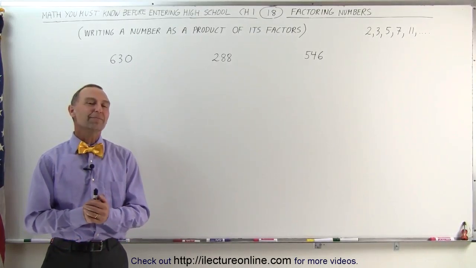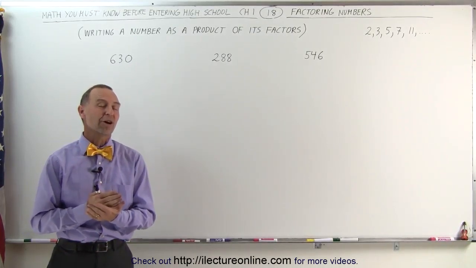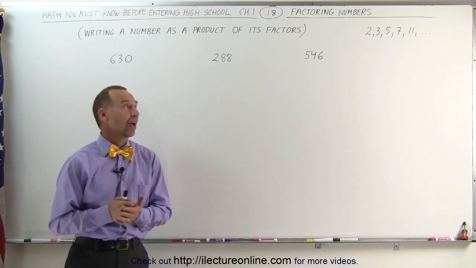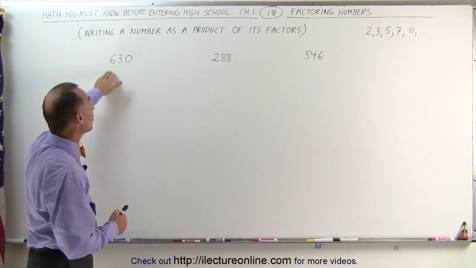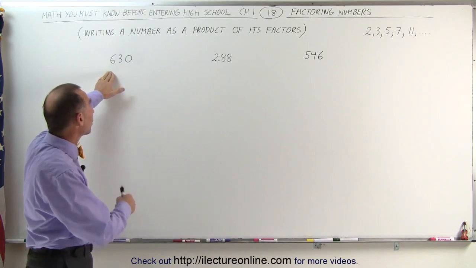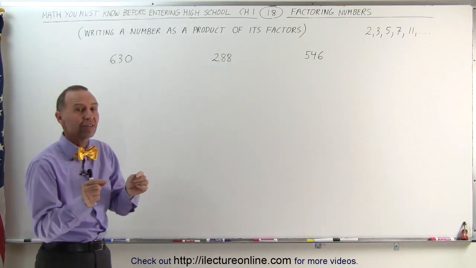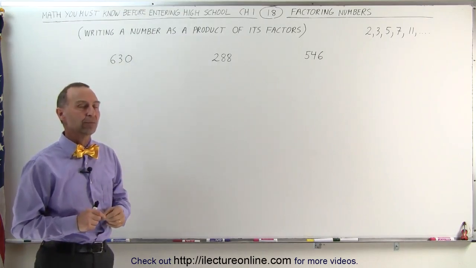Welcome to Lecture Online. Now that we know what prime numbers are, let's use them for the next step. The next step is to factor numbers. If we have a large number, factoring means we want to write that number as a product of its individual factors. So let's say the number 630, how do we find the product of factors that make up this number?